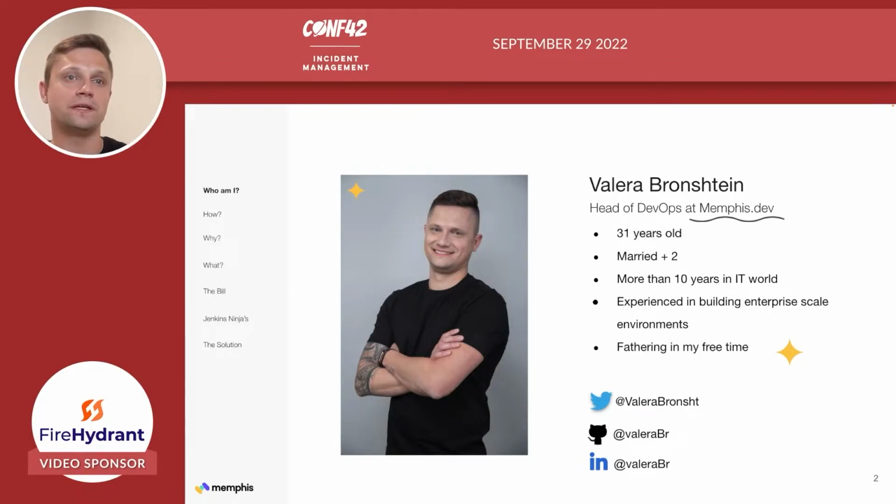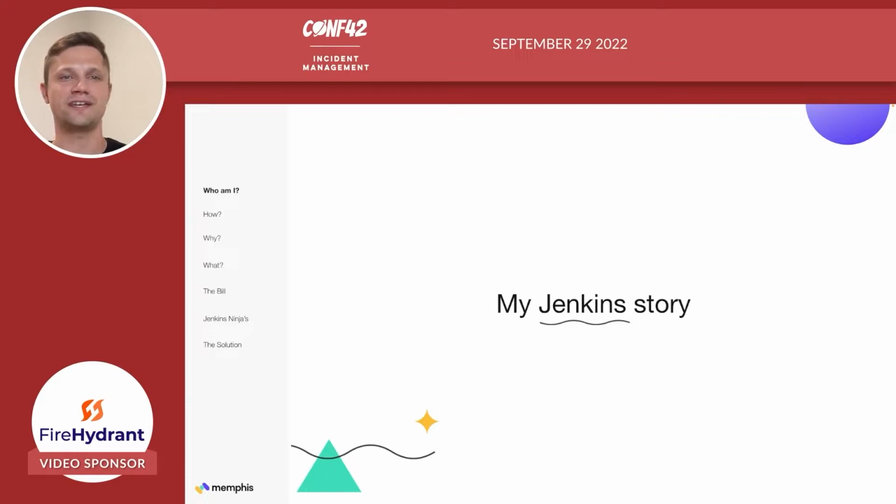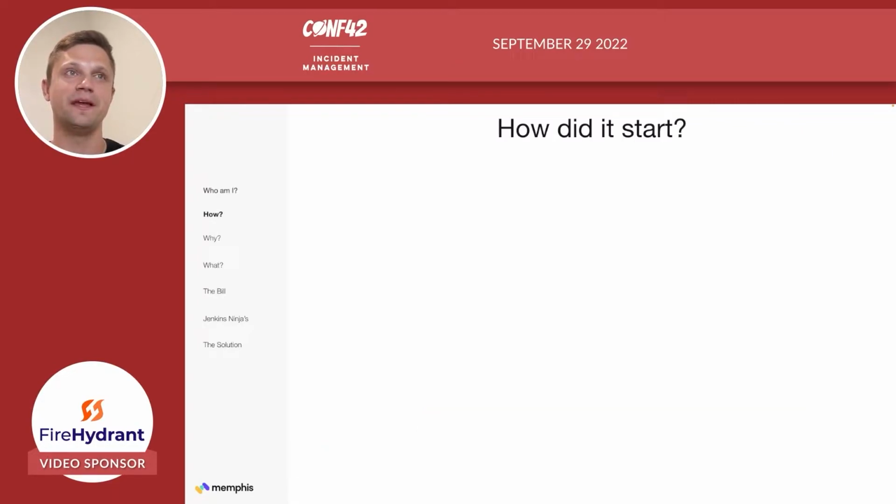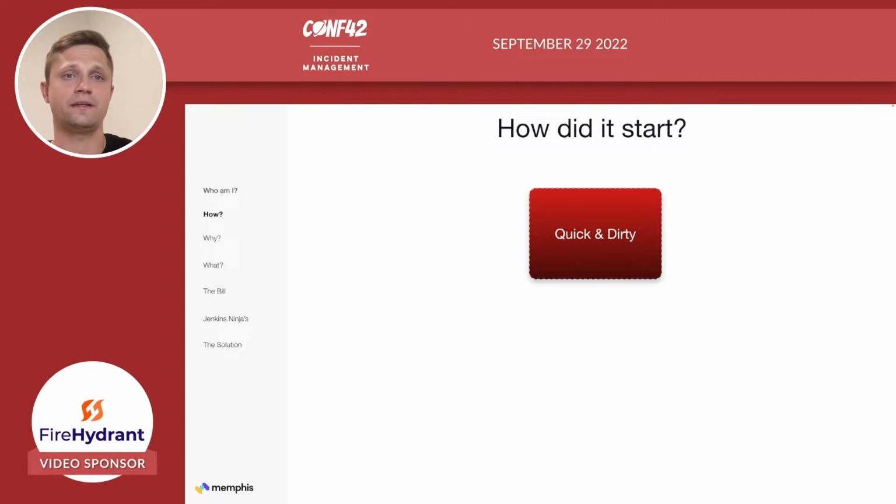Let's start with the story. This is my Jenkins story, and I will try to explain it and tell it in the best way. I hope it will be clear. So how did it start? We are a startup, and when we started, we wanted to do it quick and dirty. That's the exact explanation. Quick. We need to run fast to do as much as possible in a small amount of time.